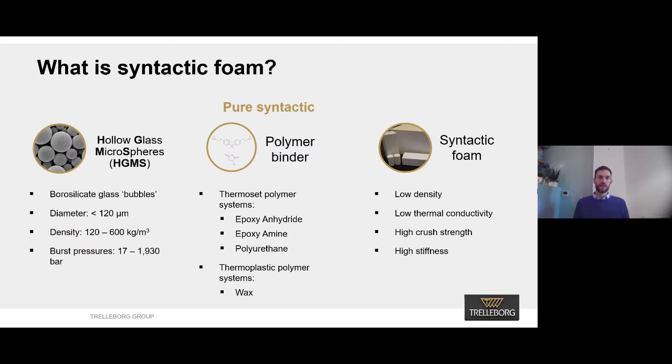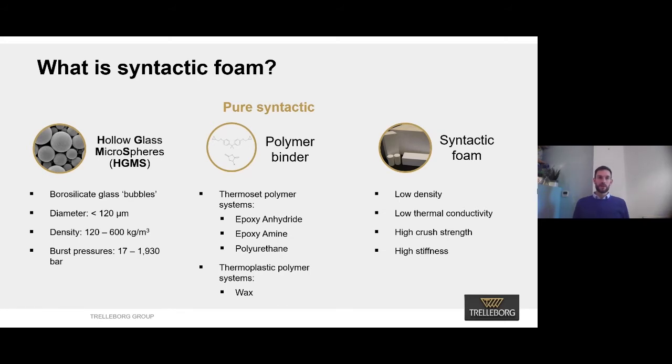So to look in a little more detail at these constituent parts, the hollow glass microspheres, or HGMS, are typically borosilicate glass bubbles, and these vary in diameter and particle size, but they're absolutely microscopic, typically below 120 microns. Depending on the depth rating of these hollow glass microspheres, the density changes drastically and can go from anything from 120 kilos per meter cubed up to 600 kilos per meter cubed. And even though they're very low in density, they display very high strengths, and this is critical in the end application and the use of syntactic foams.